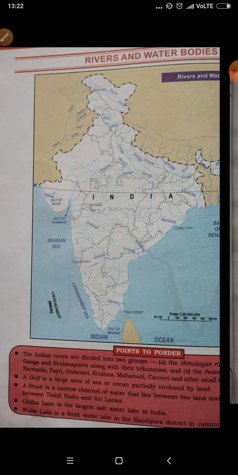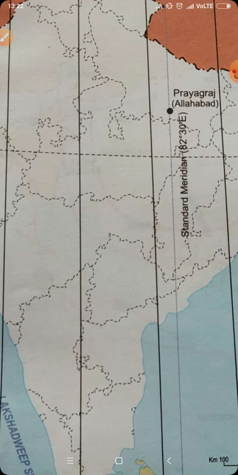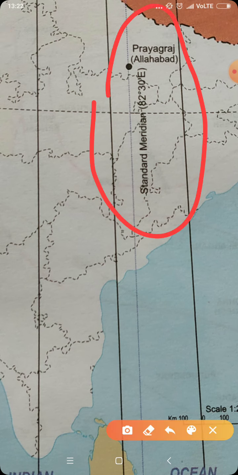Then we will move on to the next map, that is latitudes and longitudes. One map you can make like this, in which you can show the Indian Standard Meridian. The Indian Standard Meridian is passing through Prayagraj, Allahabad, and this meridian is very important because this is the standard meridian from which we have taken our time.